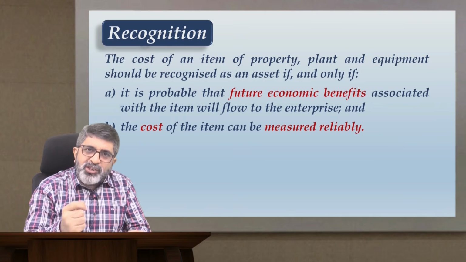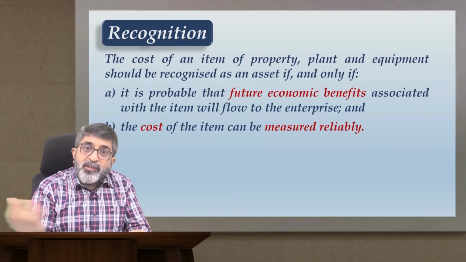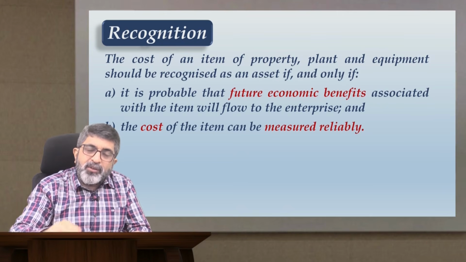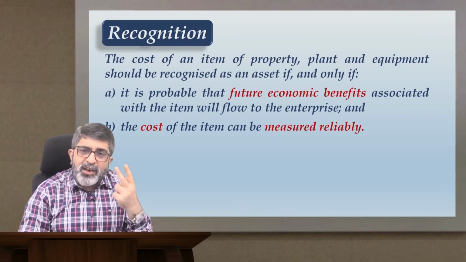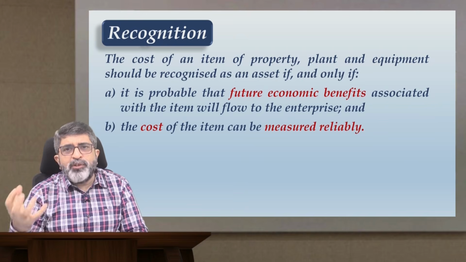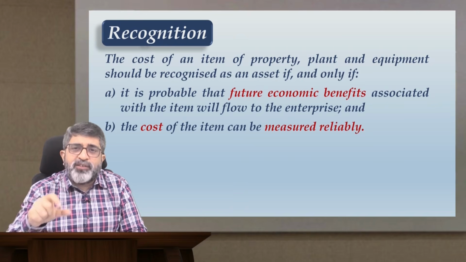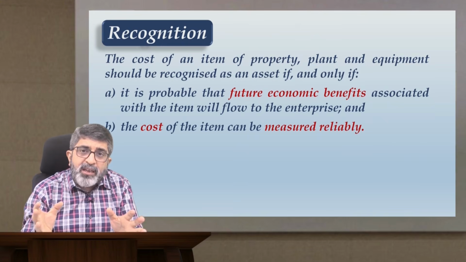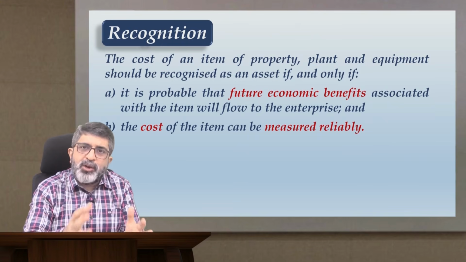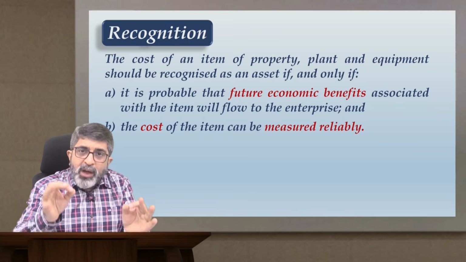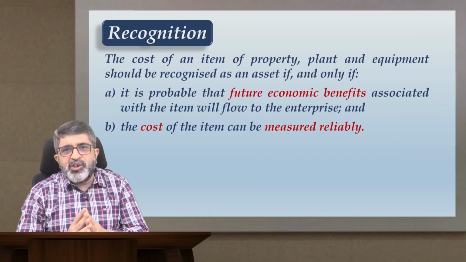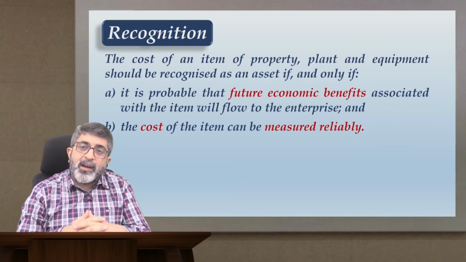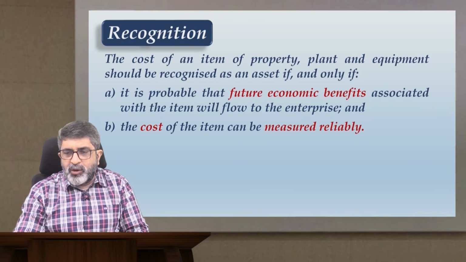So the first condition is future economic benefits should flow to the enterprise. And the second condition over here, because you are going to measure this item at cost, the cost can be measured reliably. There should not be any ambiguity in measurement of cost. So you need to have fulfillment of both of these conditions, and then only you can recognize an item of property, plant and equipment in your accounting records.